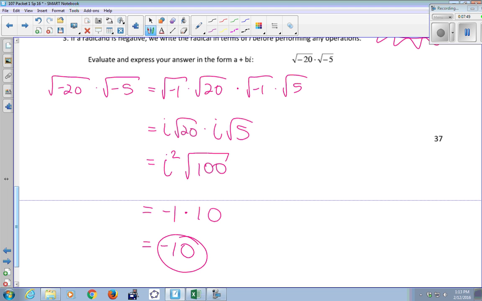So the key there is that you should start, before you do any operations, multiplication, addition, anything, get rid of the negatives under the radicals. Bring in some i's first.